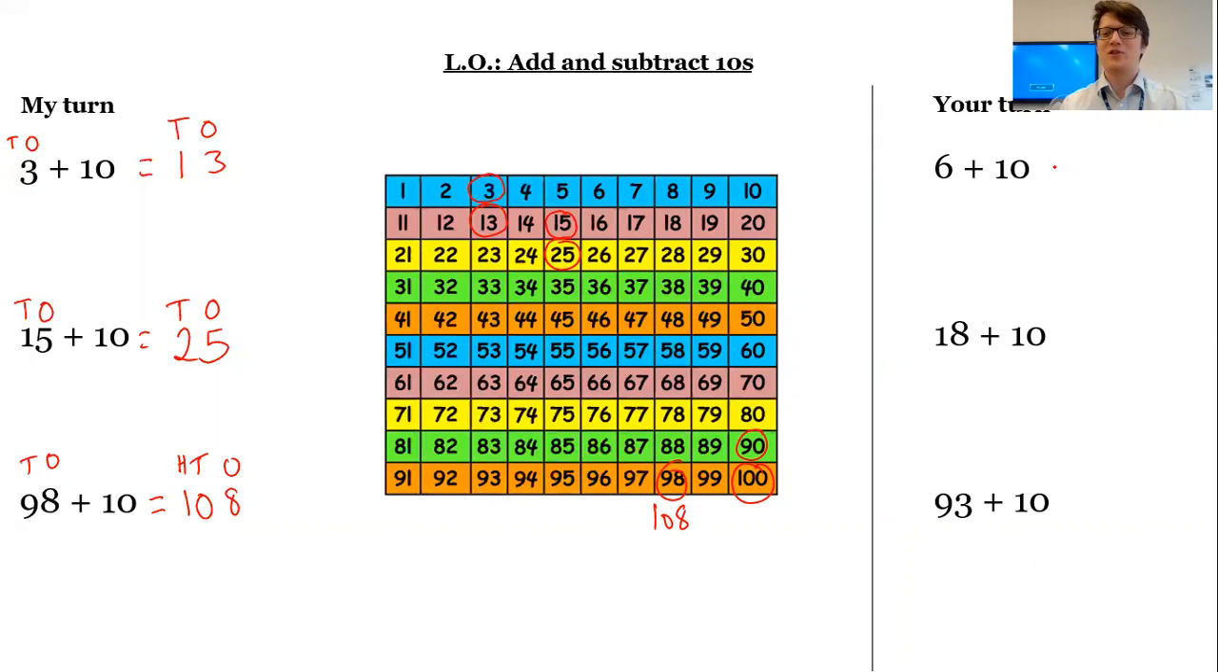Okay, let's have a look then. Well, 6 add 10 is going to be 16, 10 and 6. 18 add 10 will be 28, so 10 to 20, so 18 to 28. And then 93 add 10 takes us into this hundreds group, takes me up to, whoops, 103. Takes me up to 103.